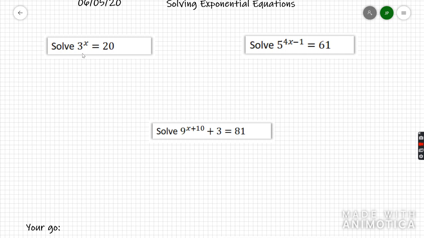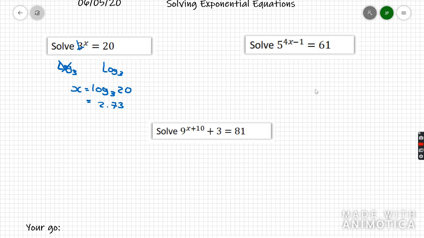So if I need to solve 3 to the x equaling 20, I need to inverse whatever 3 to the x is. So the inverse of that is log base 3. So if I log base 3 both sides, that cancels out my 3 to the power. So I end up with x equals log base 3 of 20. Put that through my calculator and I can get 2.73. Nice and simple.